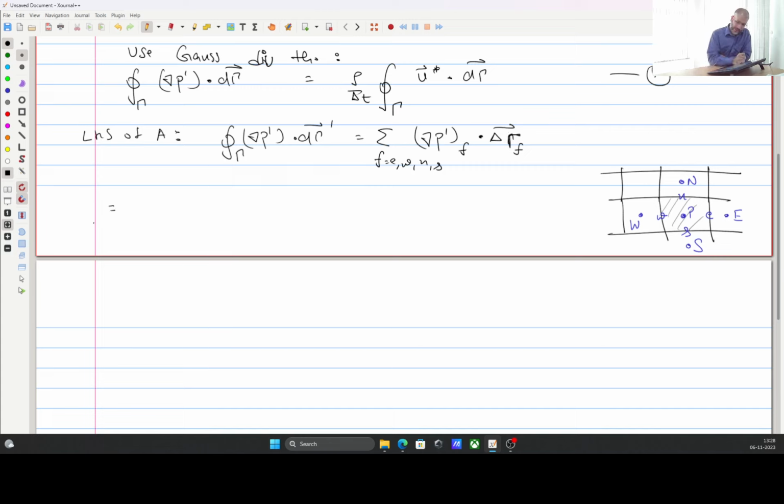So on the eastern face, we get grad p prime dotted with the area vector, which is along the I hat direction on the eastern face. So if you do I hat dotted with grad p prime, you get del p prime by del x, times the area, which is delta y. Similarly, we'll have expressions for the other 3 faces. On the western face, the outward area vector is in the minus I hat direction, so we get a negative sign.